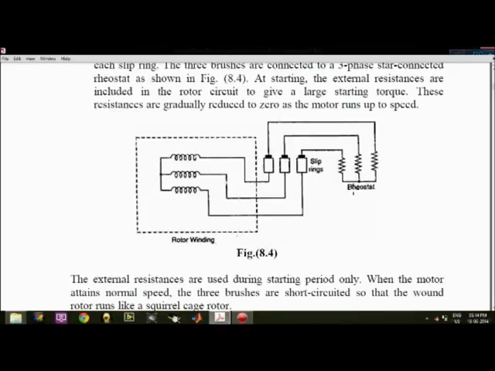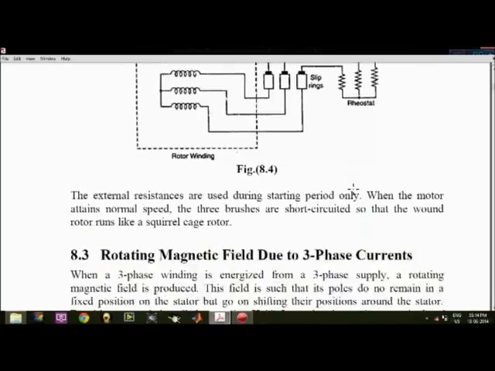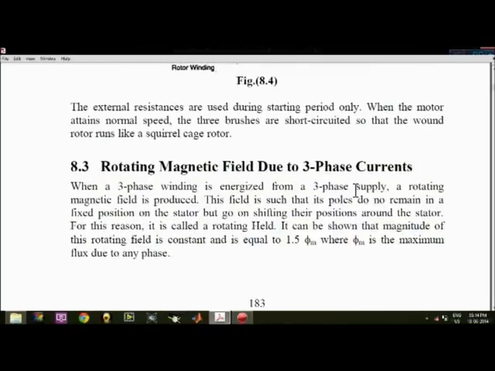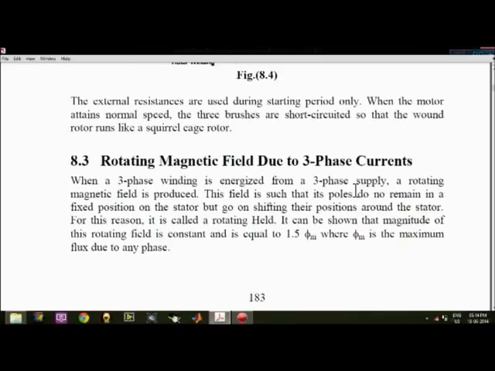These are used only during the starting period to give a large starting torque, but when it starts, then the resistances are gradually reduced to zero. So when the motor attains normal speed, the three brushes are short circuited so that the wound rotor acts like a squirrel cage rotor, and finally it moves with a constant speed.